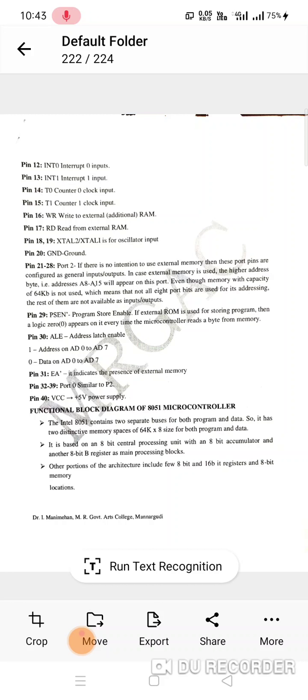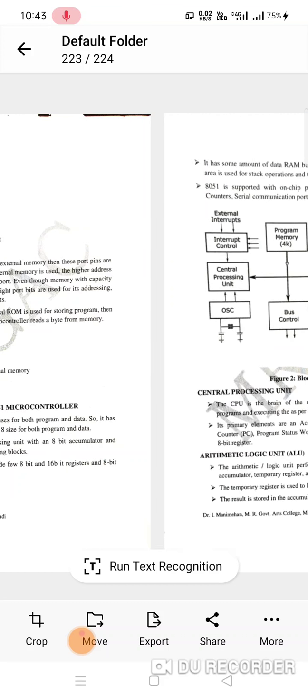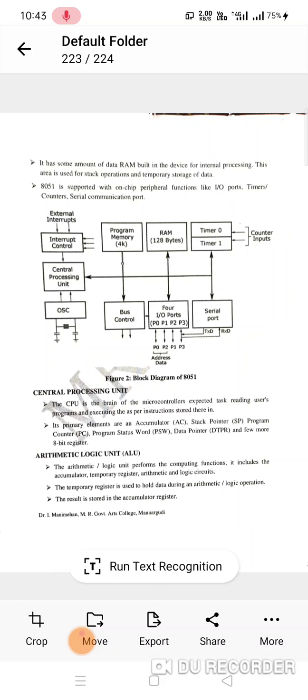Block diagram of the 8051 microcontroller. Simple block diagram, and architectural block diagram is different. And this block diagram is a functional block diagram. So let us see the functional diagram of microcontroller 8051. In that, which blocks are present?